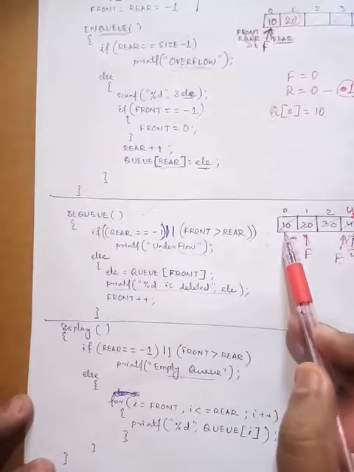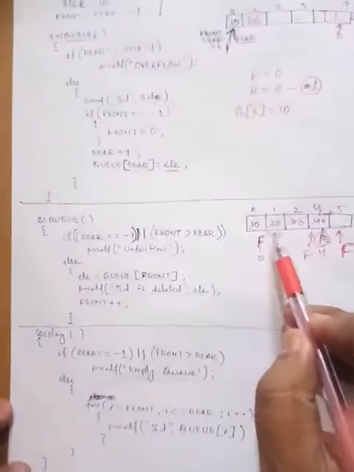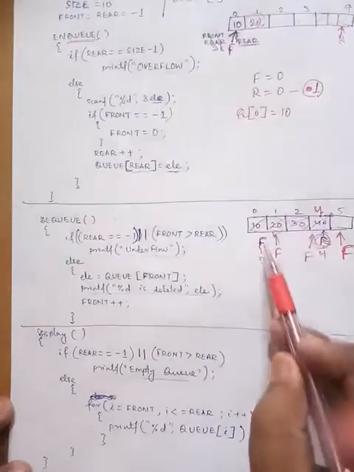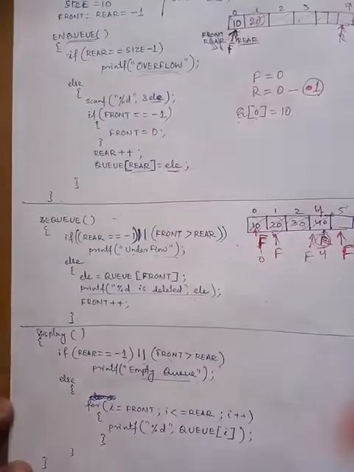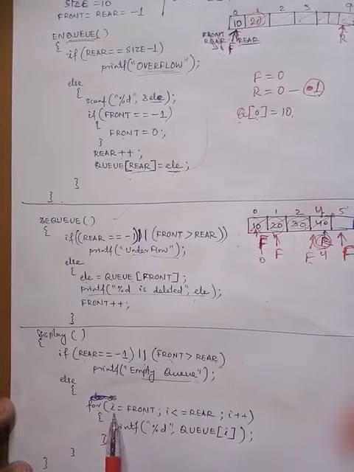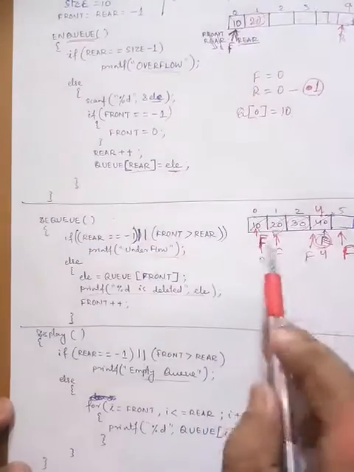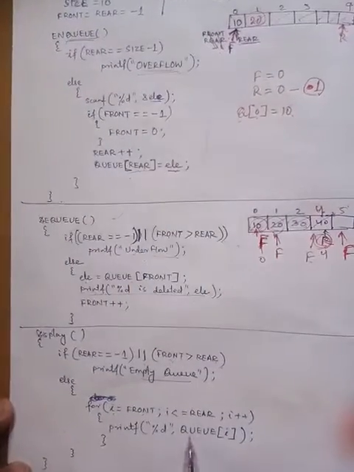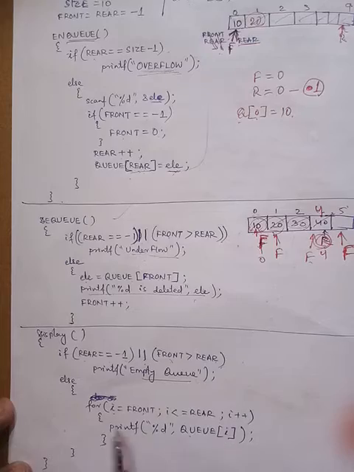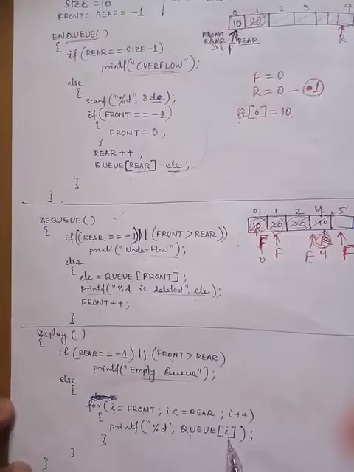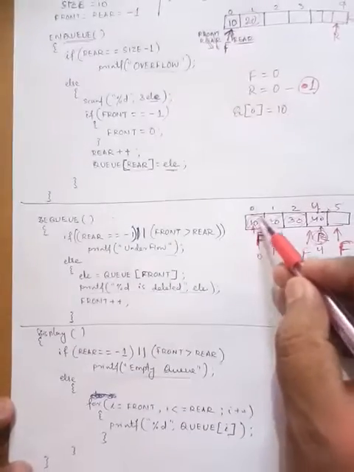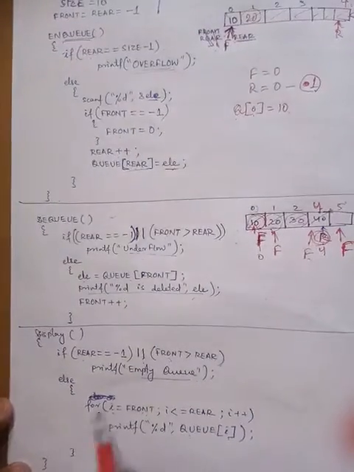This element will be displayed first, then the second element will be displayed, then the third element. So this is the front value F. Front value will be assigned to another variable I, and that will increment from I to rear. First Q of I value will be displayed. I is how much? Front value. Front is how much? 0. So Q of 0 value will be displayed. Q of 0 value is how much? 10. Then that loop will continue.